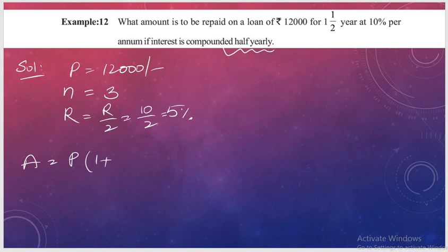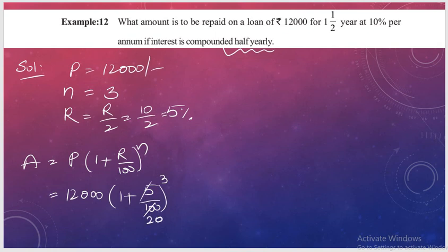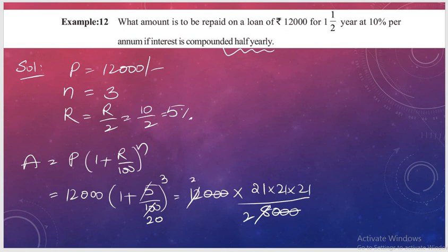So amount is equal to P into 1 plus R by 100 whole power n. So this is 12,000 into 1 plus 5 by 100 whole power 3. So in this, 5 goes 20 times. Then what am I going to get? So this is 12,000 into 21 into 21 into 21 by 20 cube, this becomes 2 cube is 8 followed by 3 zeros. So 3 zeros get cancelled. Next, in 4 table it goes 2 times, it goes 3 times.